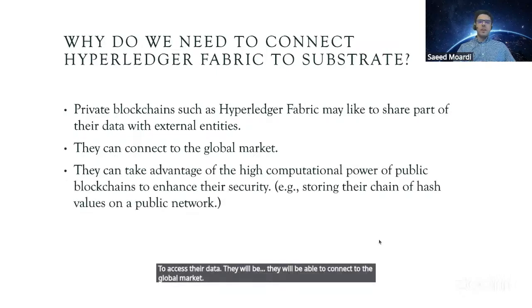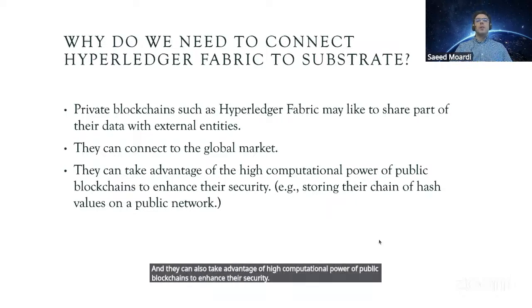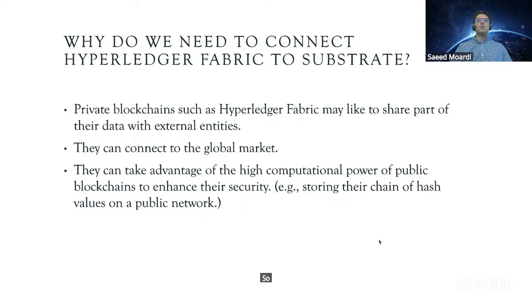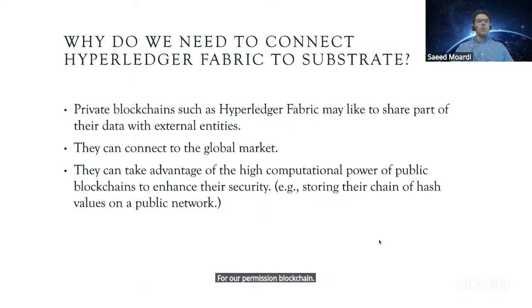And they can also take advantage of the high computational power of public blockchains to enhance their security. For example, for consensus mechanisms, for security measurement policies, or for any other policy that you want to apply to our permissioned blockchain, we can connect to the public blockchain. Or, for example, for restoring their chain of hash values in a public network, Hyperledger Fabric might be interested in connecting to a public blockchain.